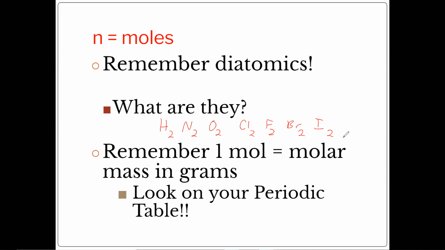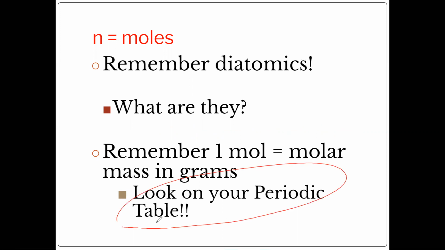So when you're calculating n, or number of moles, you have to remember to factor in the fact that those are diatomic. Also remember that 1 mole is going to be a molar mass in grams on the periodic table. So if I give you a gram amount and I want to know how many moles that is to use the formula, all I have to do is divide by the molar mass to get that. You should be very familiar with looking at your periodic table to figure that out by now.